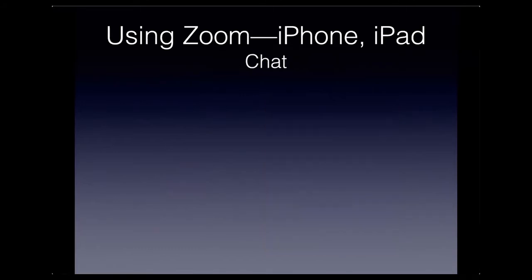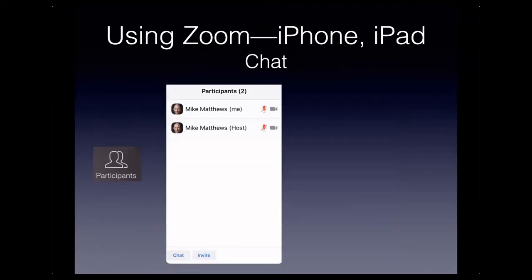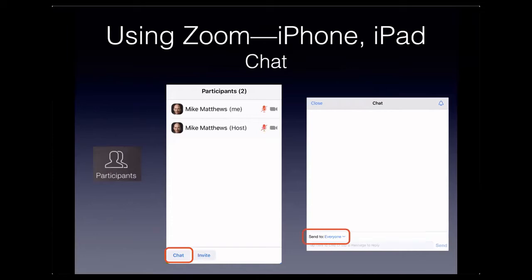There's also a separate chat button on the iPhone and the iPad, and you can get to that using the participants button. Just tap the participants button and a list of participants will appear, and your chat button will be at the bottom of that participants list. Otherwise, the feature works the same way. Decide who you want to send the message to, type your message, tap send, and the message will go out to the people you've designated.